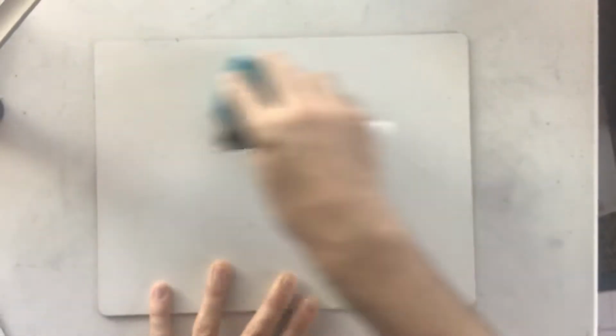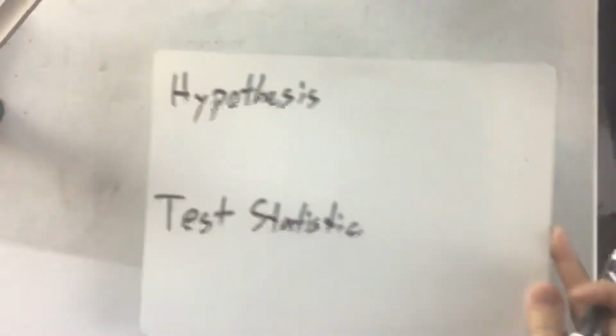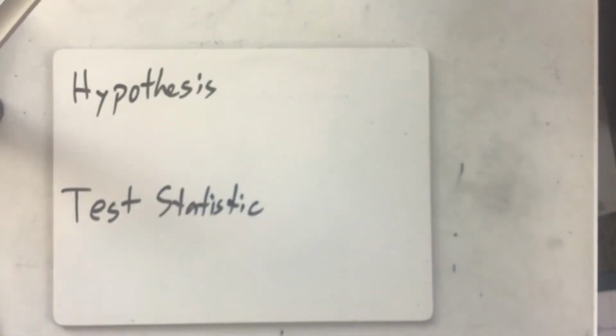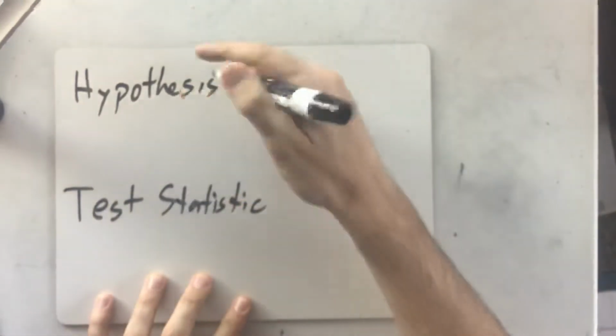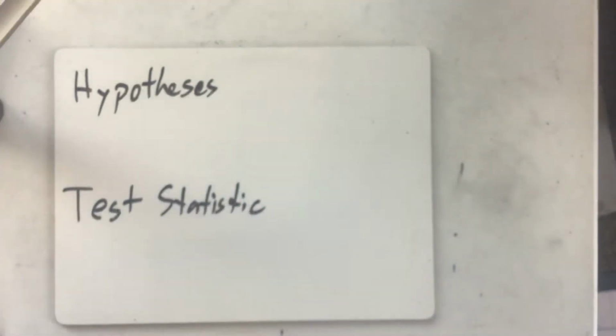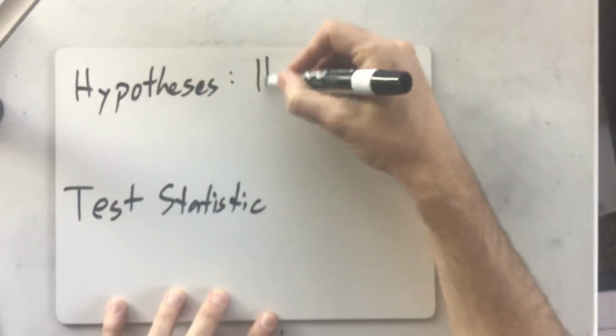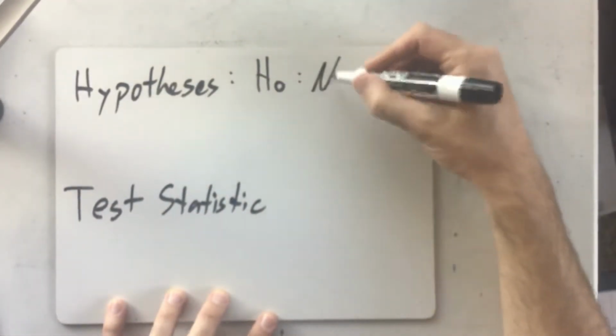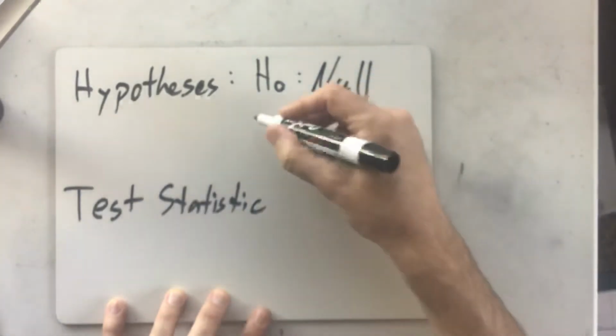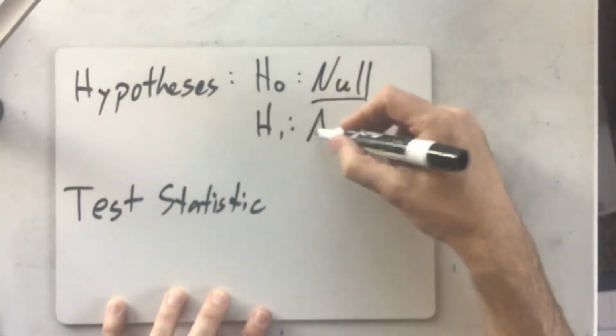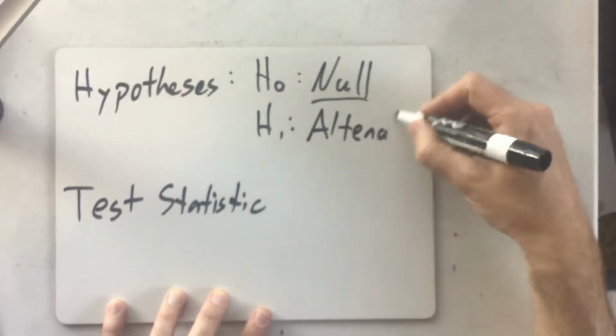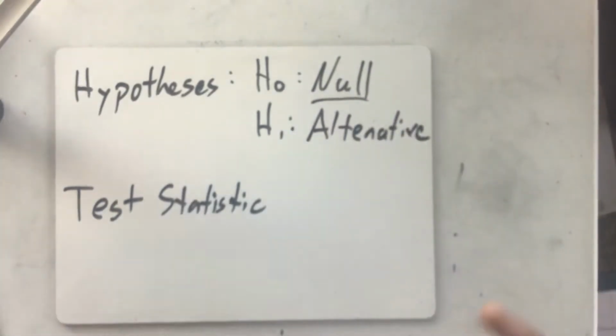Whenever we start our hypothesis test, we're always going to start in the same way. We always start with our hypotheses. Our hypotheses are always going to have two parts. Our first hypothesis is going to be the null hypothesis, and our other hypothesis is going to be the alternative hypothesis. We'll talk about this in pretty significant detail in the next video.